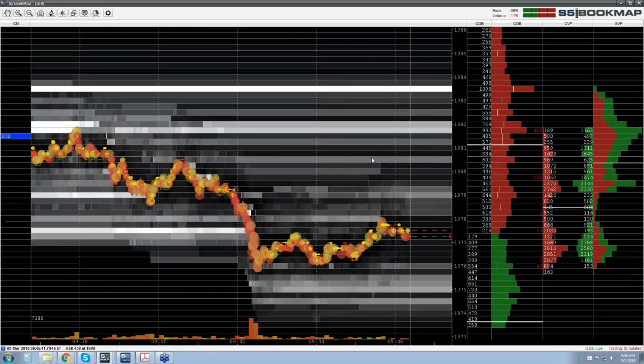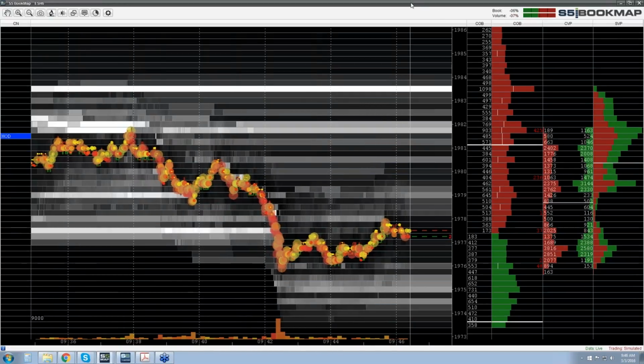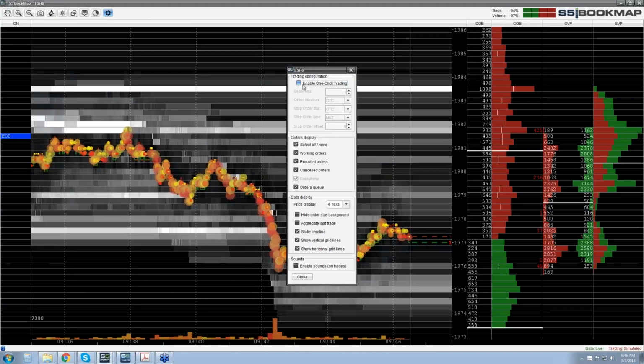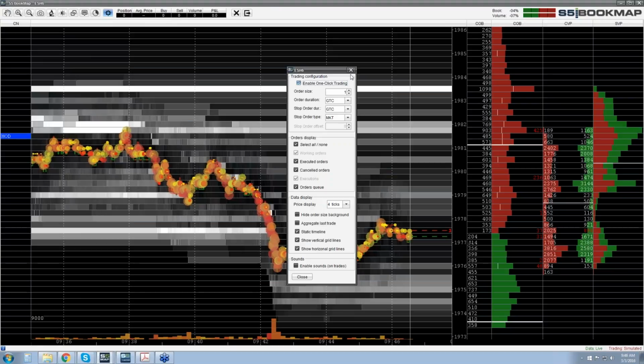Okay. I also want to demo that we have one-click trading as an add-on feature. Okay, so you are able to trade within this window.